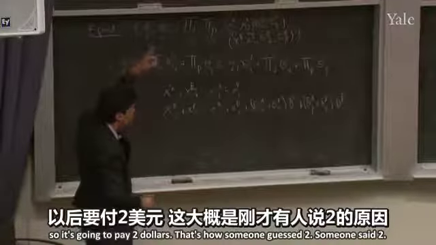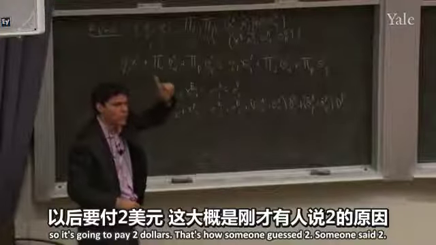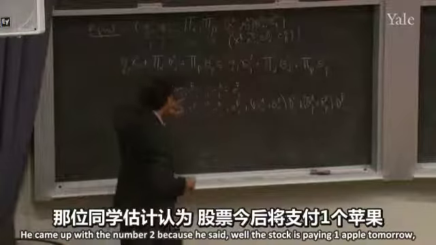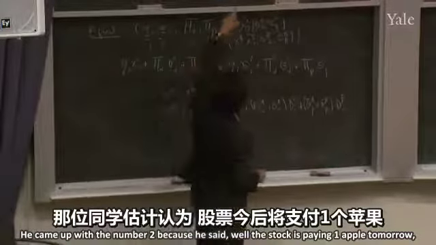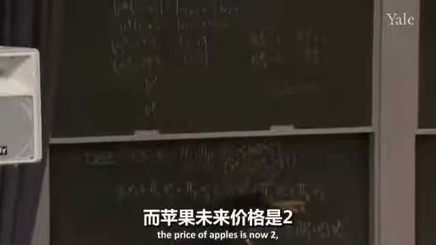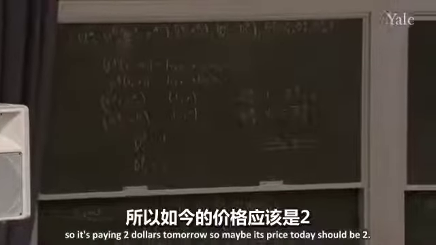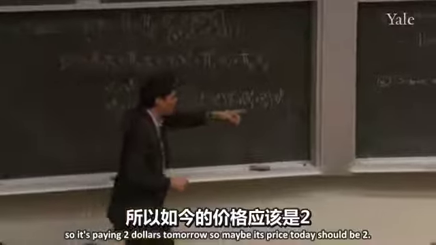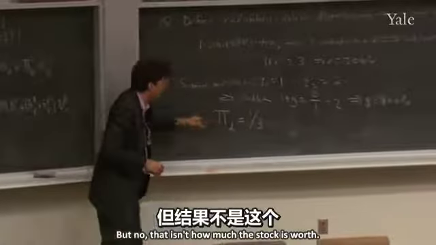so it's going to pay $2. That's how someone guessed 2. Someone said 2. Okay, so how did he get 2? He came up with the number 2 because he said, well, the stock is paying 1 apple tomorrow. The price of apples is now 2, so it's paying $2 tomorrow. So maybe it should be worth $2. Its price today should be 2. But no, that isn't how much the stock is worth.